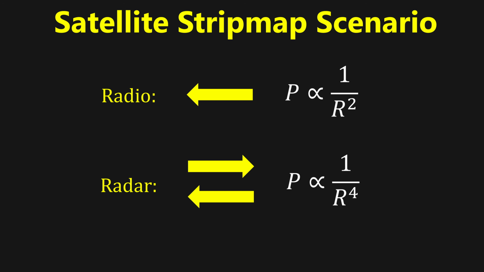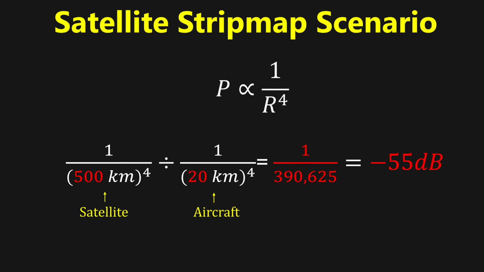Another difference is that since the slant range is 25 times as far, and because the radar range equation is inversely proportional to range to the power of 4, the free space loss is 55 decibels more for the satellite compared to the aircraft scenario.